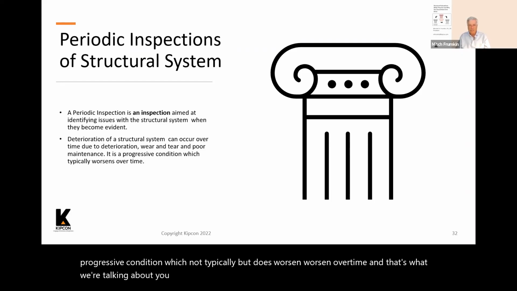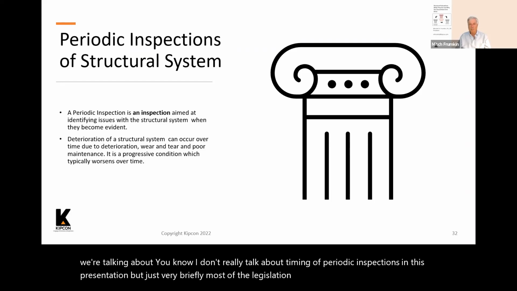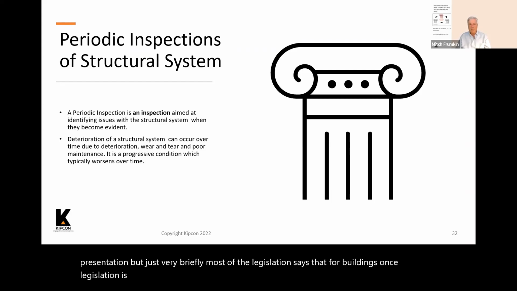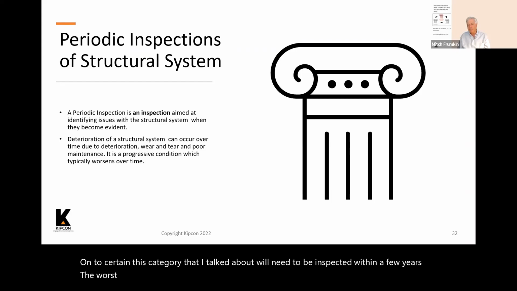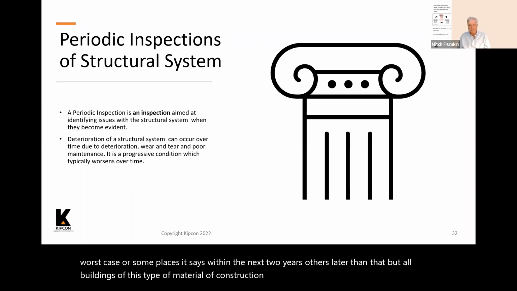I don't really talk about timing of periodic inspections in this presentation, but just very briefly, most of the legislation says that once the legislation is passed, all buildings that fall into this category that I talked about will need to be inspected within a few years. Worst case, in some places it says within the next 2 years, others later than that, but all buildings of this type of material of construction will require inspection.